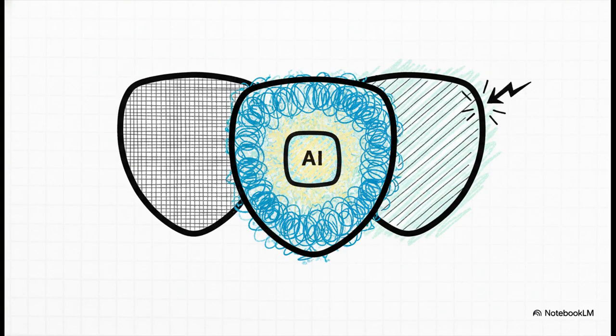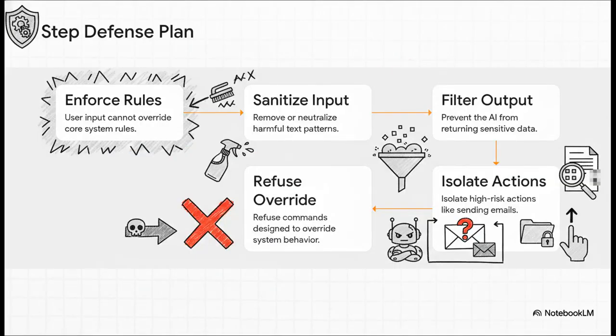Now, the single most important thing to remember is that there is no magic bullet here. There's no one simple fix. A truly robust defense strategy is all about creating multiple layers of protection that all work together. It's defense in depth.